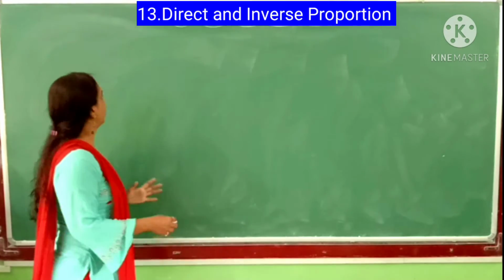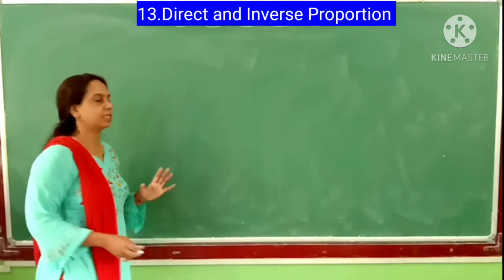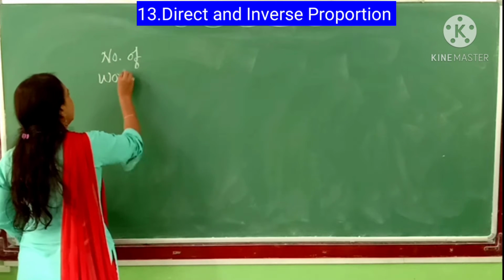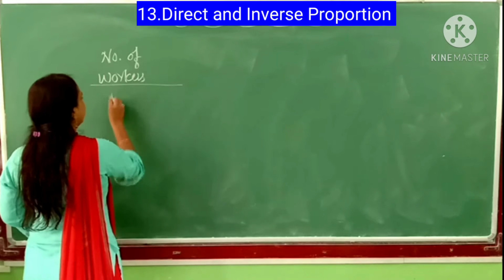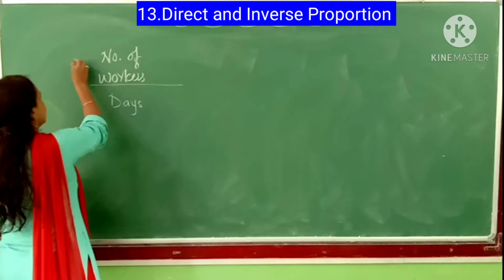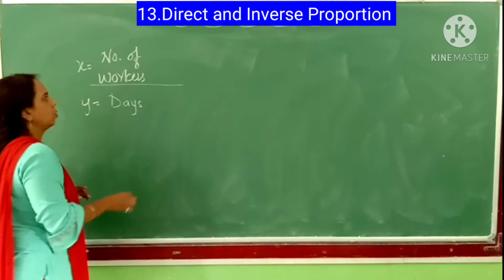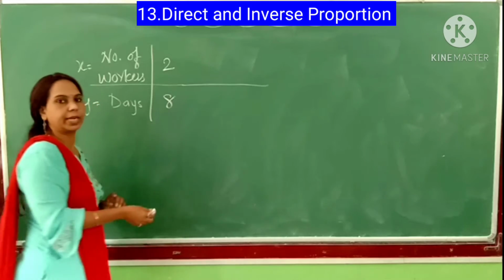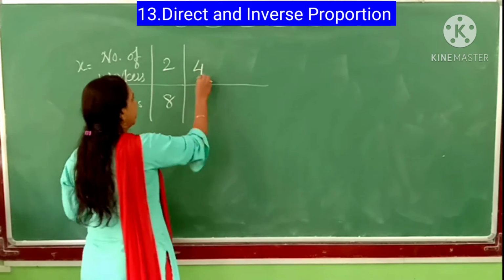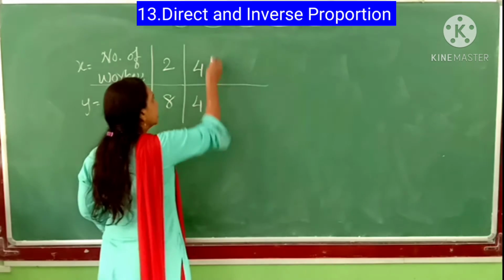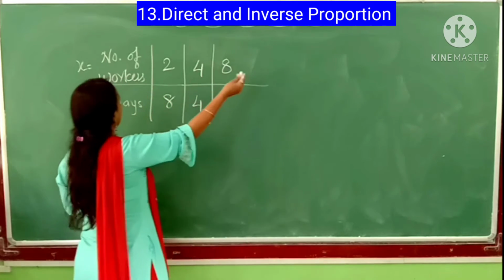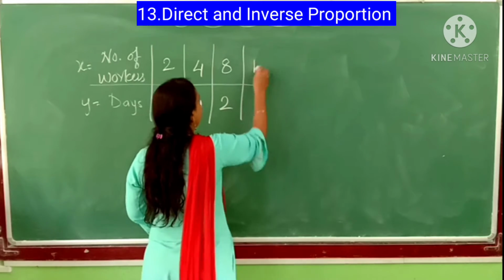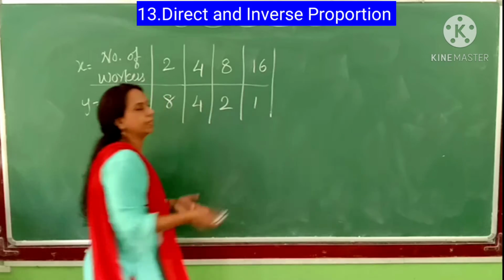Let us say some workers complete one work in some days. Now consider the number of workers and the number of days they take to complete the work. Suppose the number of workers is x and the number of days is y. Now, 2 workers complete one work in 8 days. Another 4 workers will complete the same work in 4 days. Next, if we double the number of workers, it will take less time. And if we again double to 16, they will complete the work in 1 day.